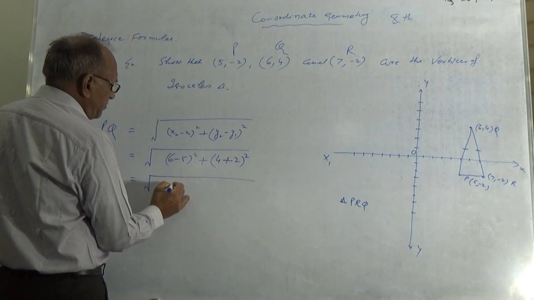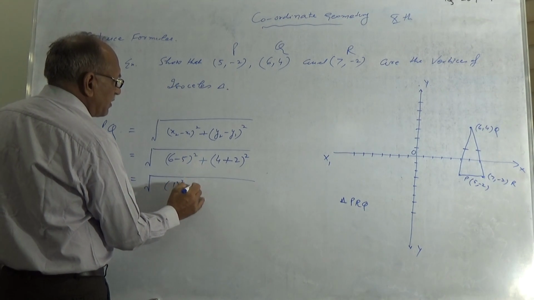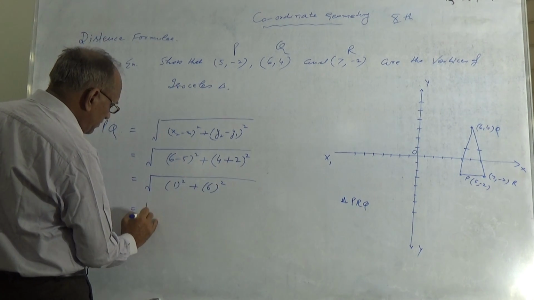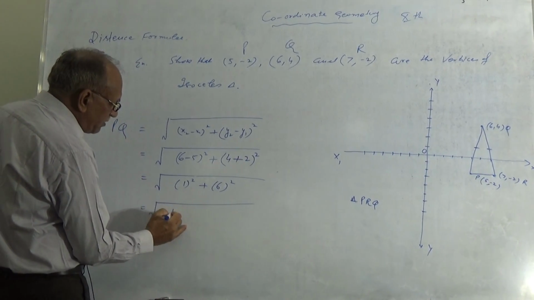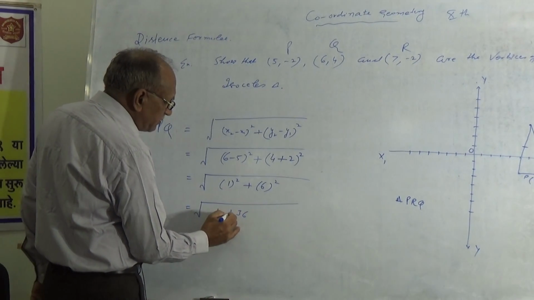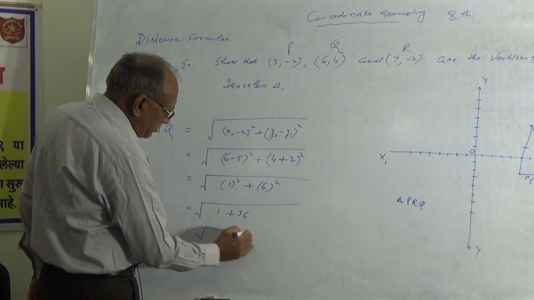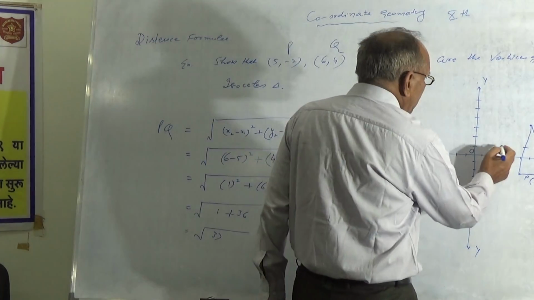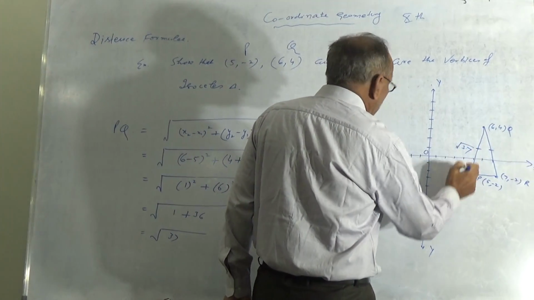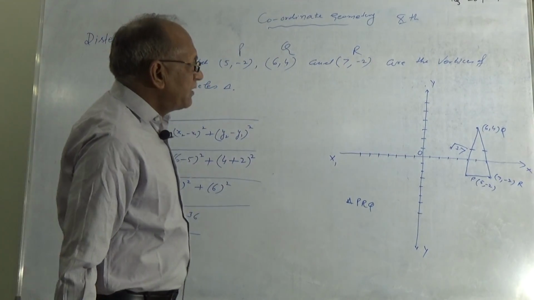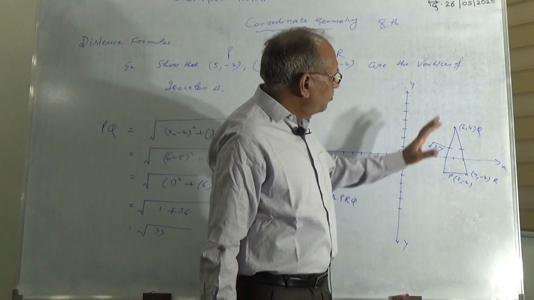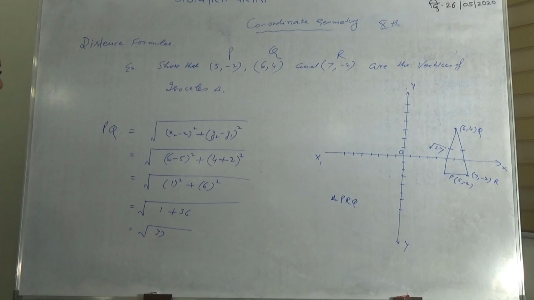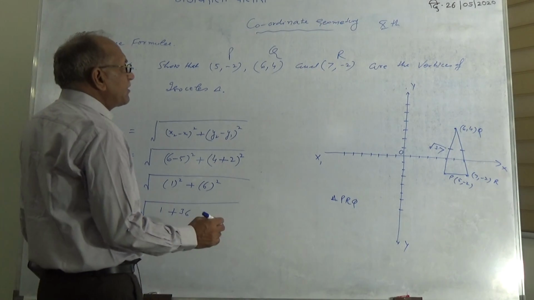6 minus 5 is 1 square plus 4 plus 2, 6 square. 1 square is 1 plus 36 is equal to 37. Therefore, this is under root 37, the distance between P and Q. Now again, we have to find the distance between R and Q.